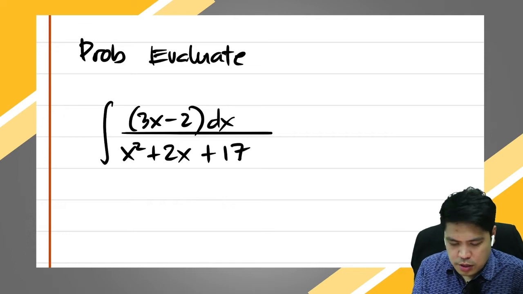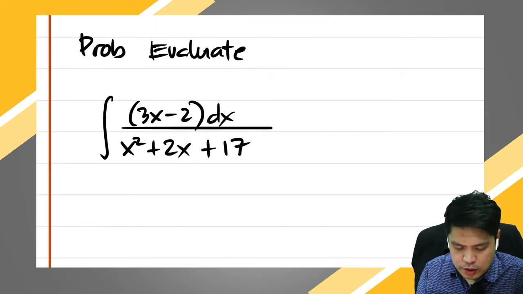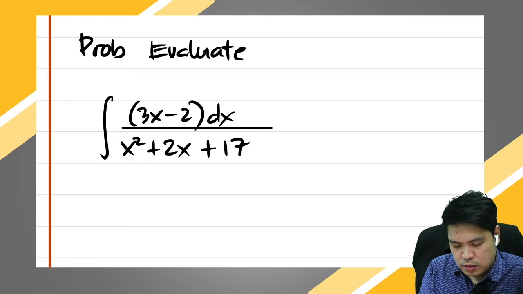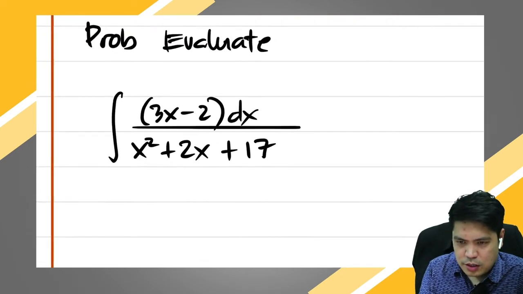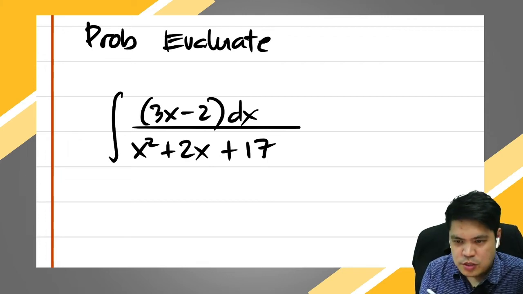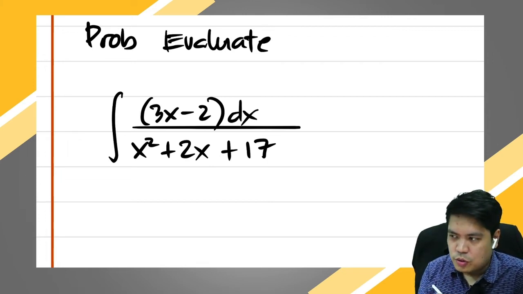Okay. This time, we have to evaluate the integral of this function. 3x minus 2 dx all over x squared plus 2x plus 17. Okay. Ito siya. It resembles a little bit like du over u, right? Because, tingnan nyo, wala siyang square root, firstly. So, we have an idea, or we might suspect that this is arctangent.